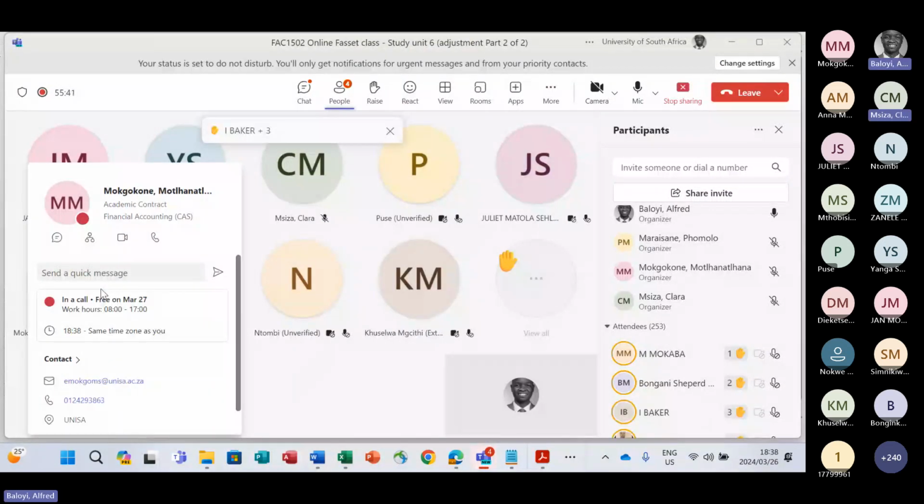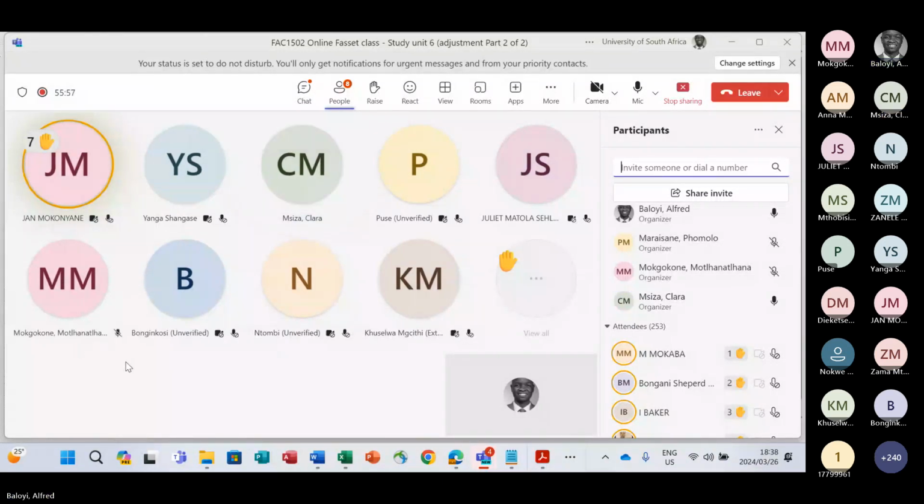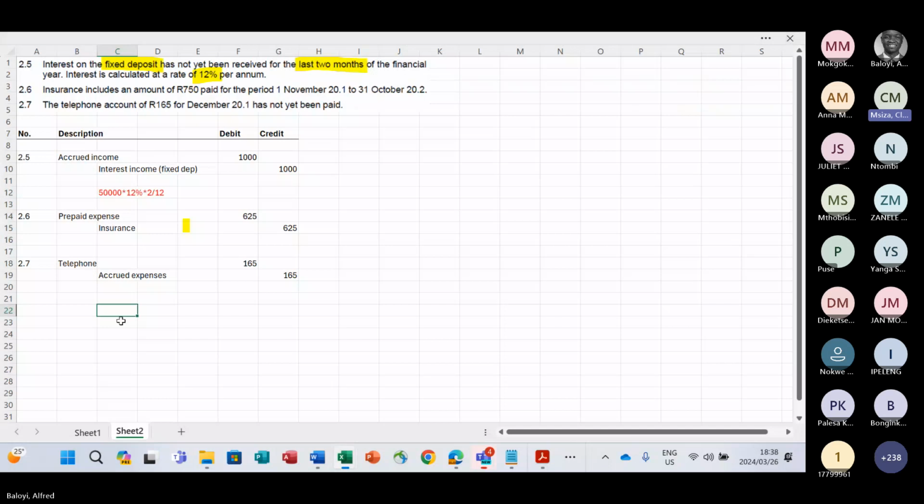Okay. Yes, there are questions. I'm disabling the mics because we had to disable them, because they keep interrupting the class. Okay. So we can start. Mukaba. Yes, you can start, Mukaba. Hi, sir.